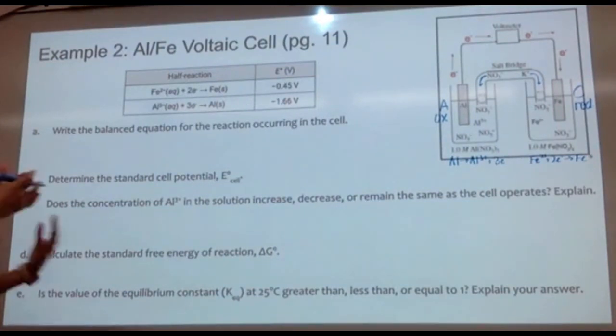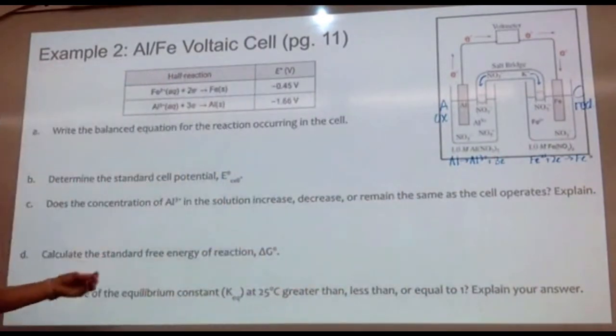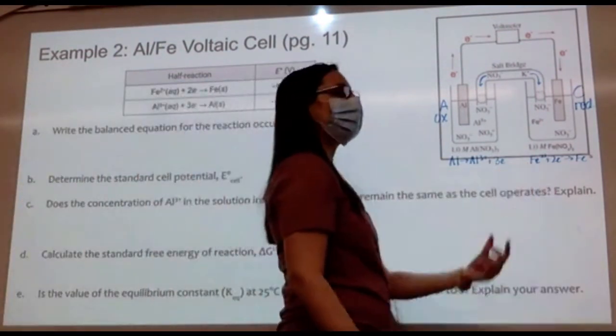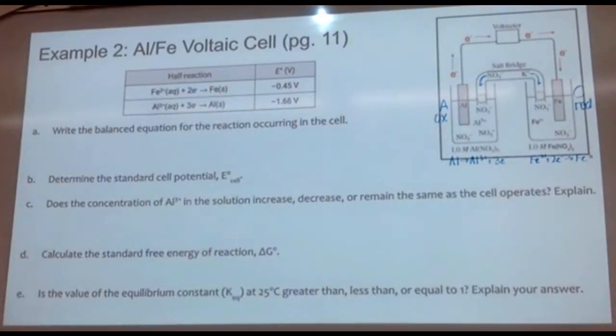Now the reason that I labeled all of that is because it's going to be useful in case they ask us more questions about that. Now we have things labeled. So part A says, write the balanced equation for the reaction occurring in the cell. We looked at this yesterday in example 1. We want to take the two half reactions, make our electrons equal so that they cancel, and add them together.